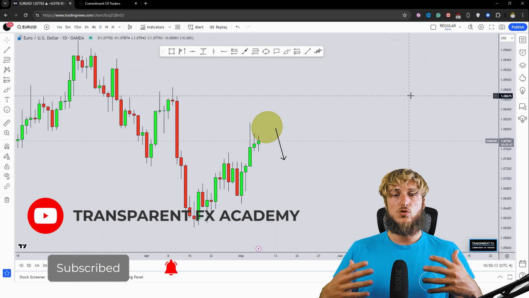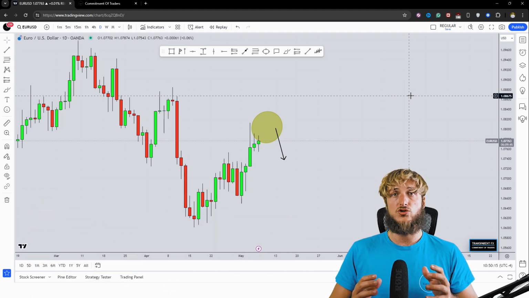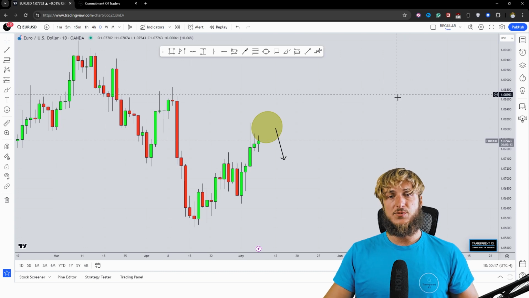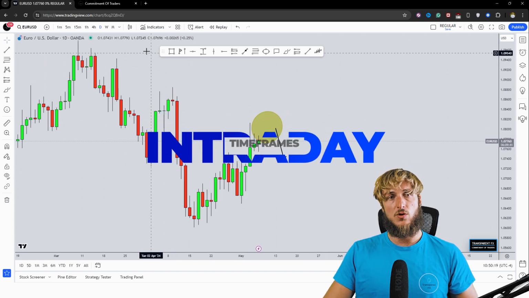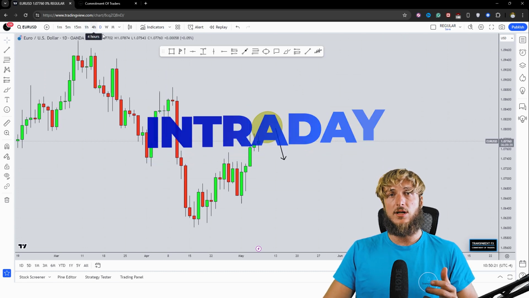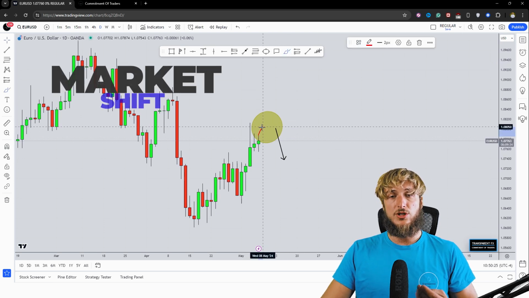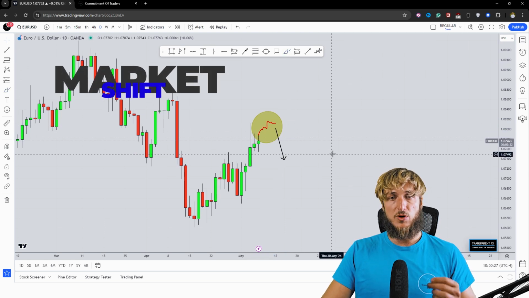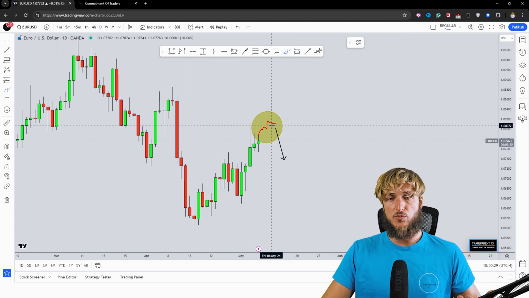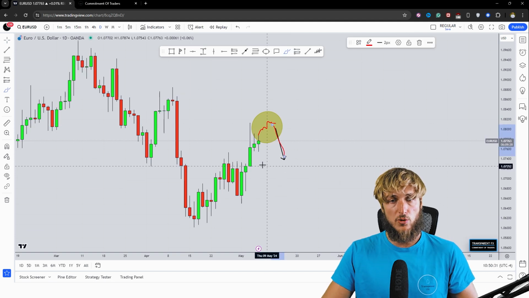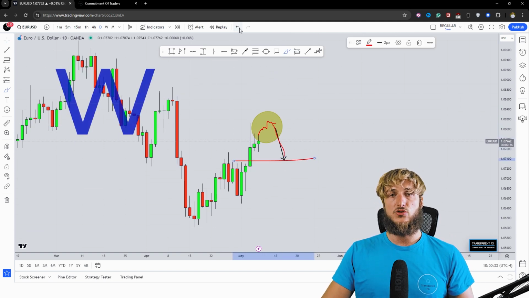However, when it comes to identifying early shifts in the trend of a market, the best time frames for that are the intraday time frames, so 4 hour and lower. Therefore, what I would expect is that if this market would shift from an intraday bullish to bearish market, at that point, I definitely wouldn't be surprised if we get a potential push lower, completing this W formation.